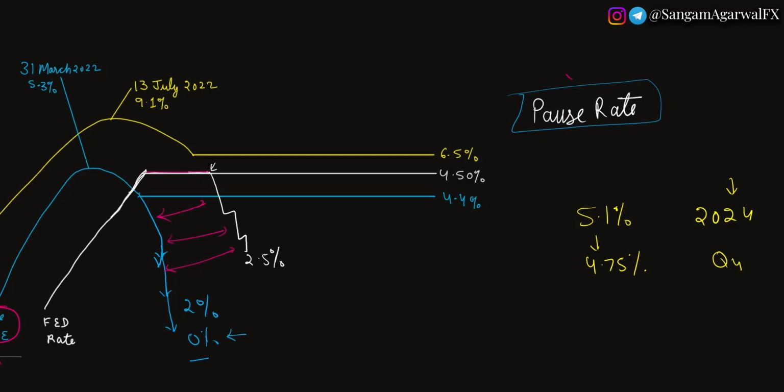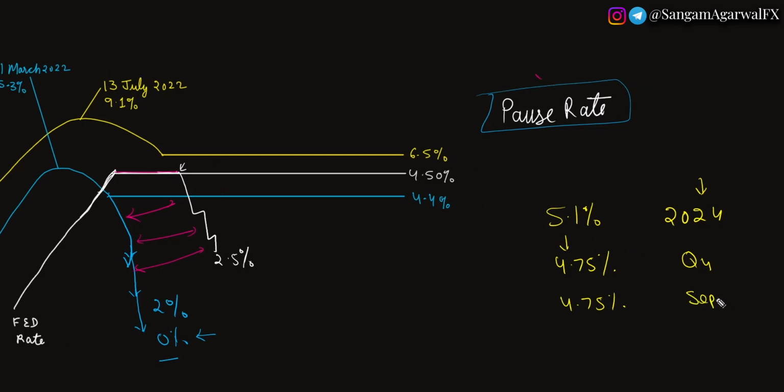But again, the most important thing is the March FOMC meeting, when they will give the summary of economic projections, and the market is again expecting that the Fed will not hike interest rates in the March FOMC meeting, and they will again give a second warning for a rate cut, and the market is now expecting that a rate cut can happen in the September FOMC meeting.